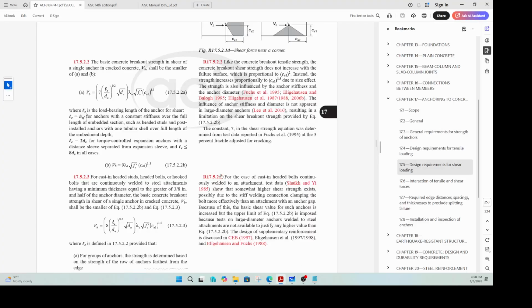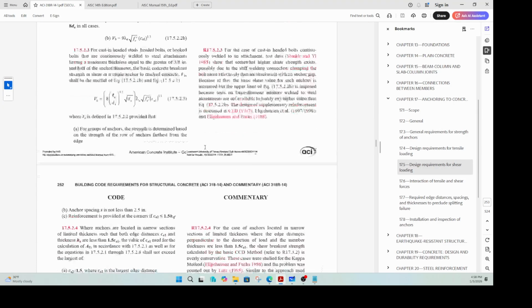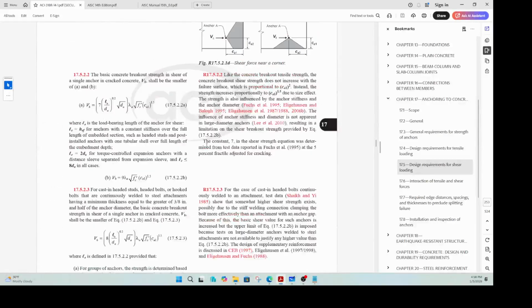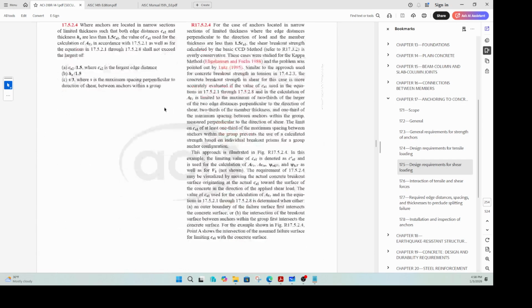If we go here, this is breakout, correct? Just to be clear, we calculate breakout from here, concrete breakout from here, but there is an upper limit. In our case, this was the equation that was governing. So we do that, but we do this and take the minimum, which is that one. Okay. But let's go to the next limit state, which is concrete pry out.